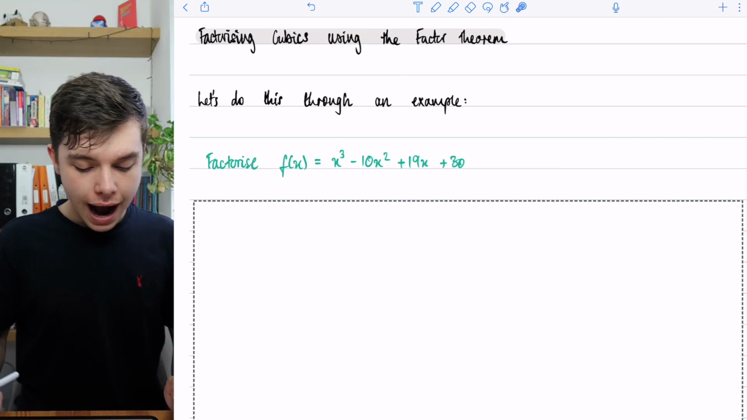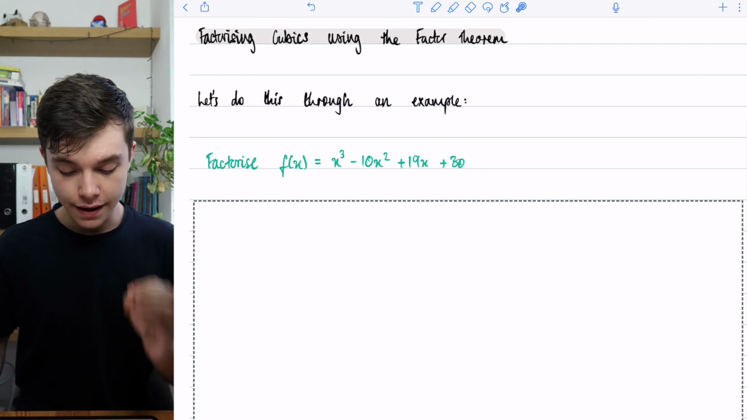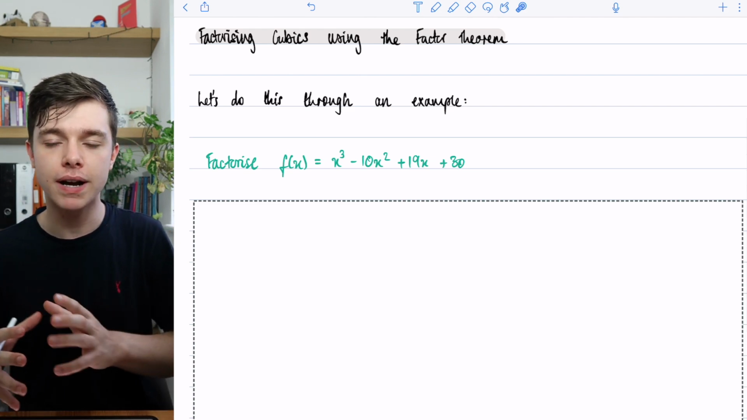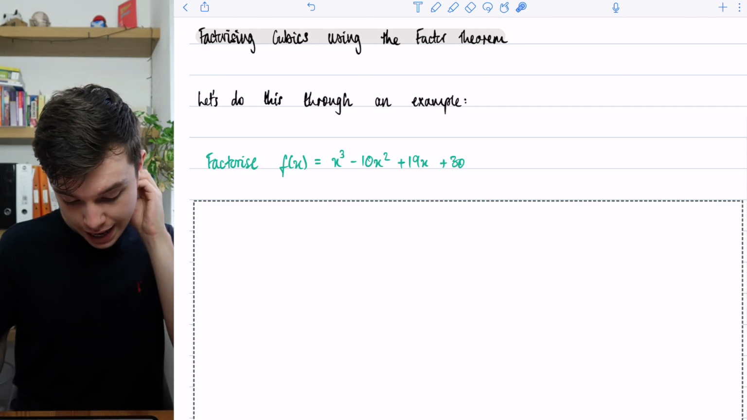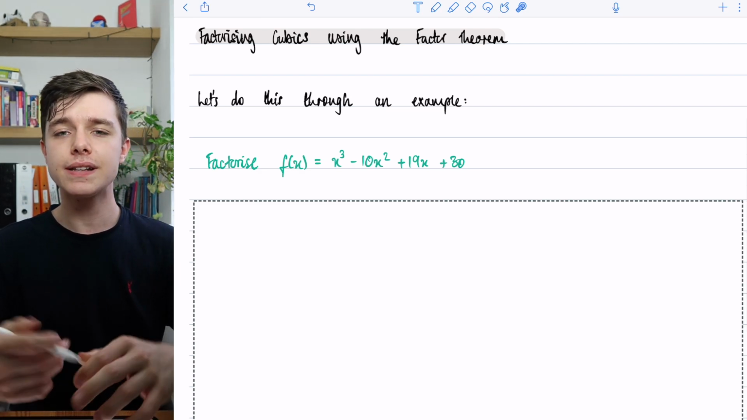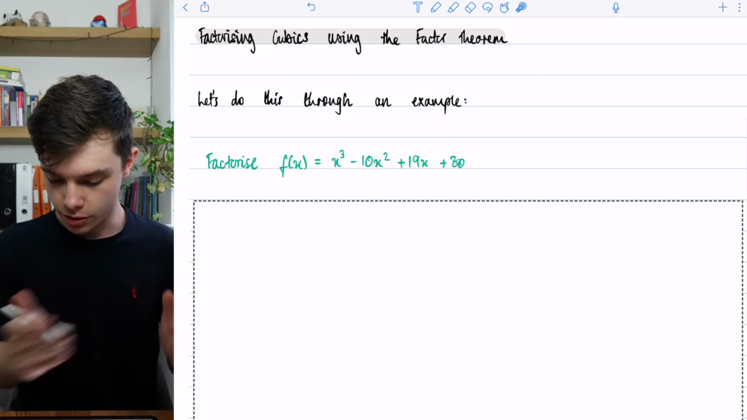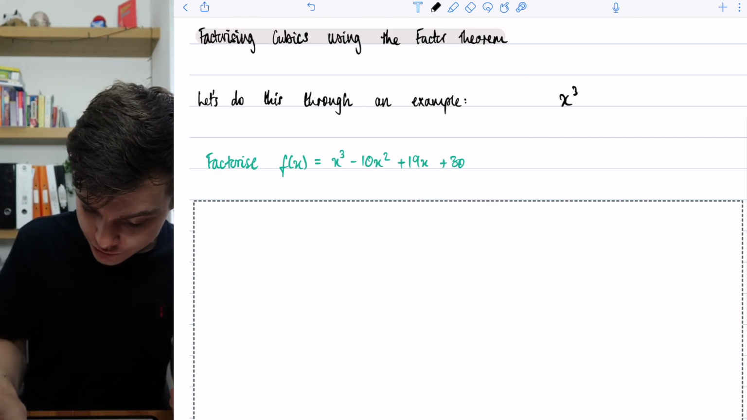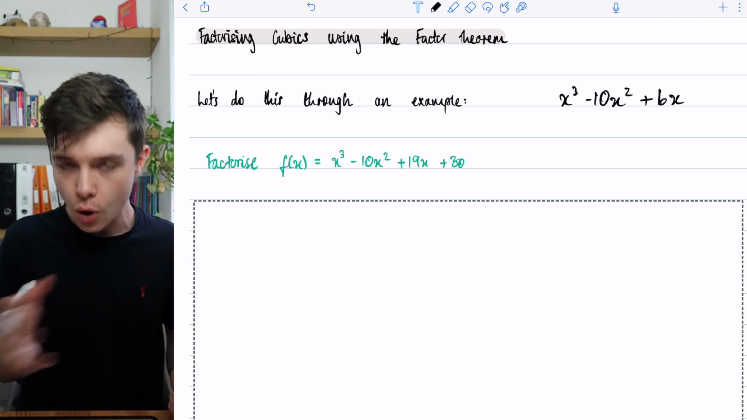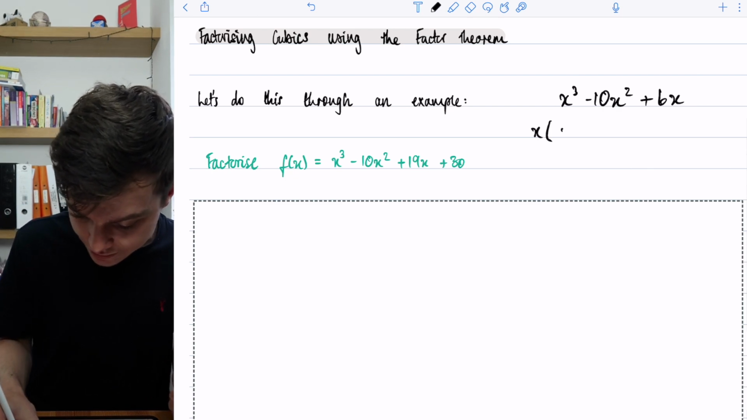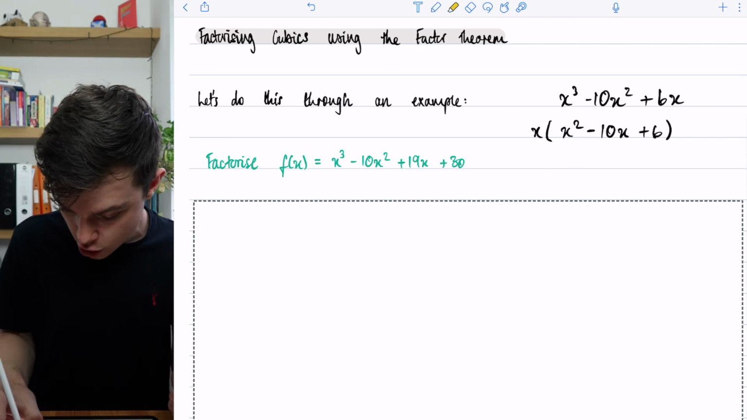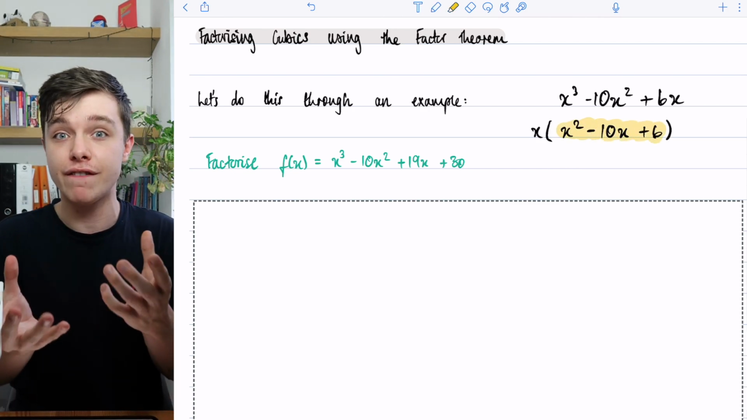Okay, so let's have a look at how we can factorise cubics using the factor theorem, and we'll have a look at this through an example. I don't want to write out a method because I don't want to confuse you. We'll just do it through an example. So we don't really know how to factorise cubics unless we can take out a factor of x from all of the terms. If we had something like x cubed minus 10x squared plus 6x, we could take an x out of all of those. x times x squared minus 10x plus 6, and then we can factorise that quadratic if it factorises, okay?